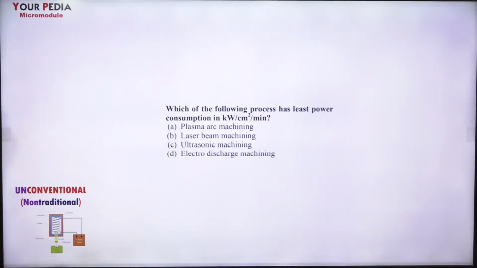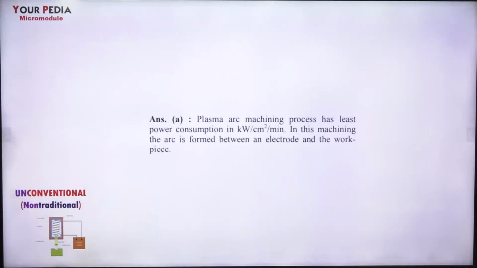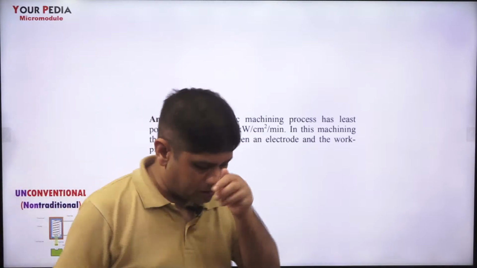Which has minimum power consumption in kilowatt per centimeter square per minute? Least power consumption. Plasma, laser, ultrasonic, electric discharge machining. It is difficult to believe, but yes, in plasma arc machining power consumption is minimum.